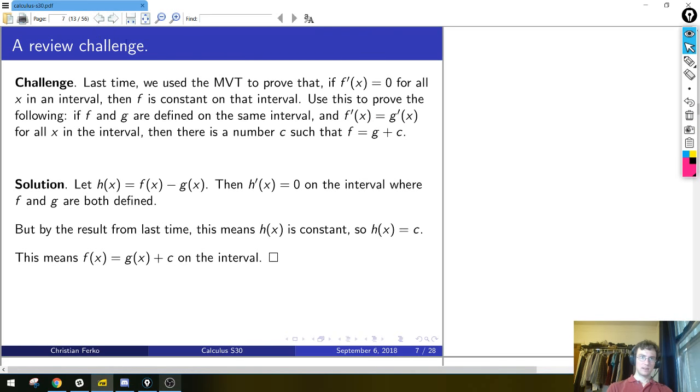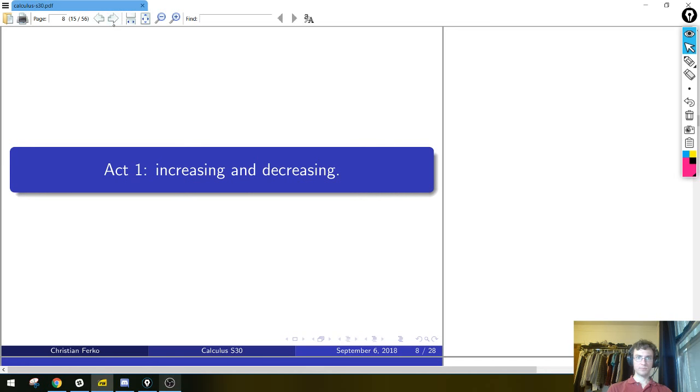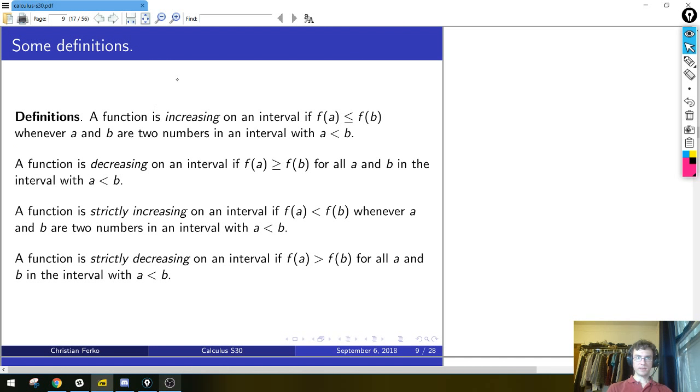All right, here's the solution again. I did it the other way. Let h be f minus g. Then h prime is 0 everywhere, because you can just differentiate each by linearity. That means h is constant, and then f is g plus c. Good. Okay, let's do this increasing, decreasing thing that I promised a while back.